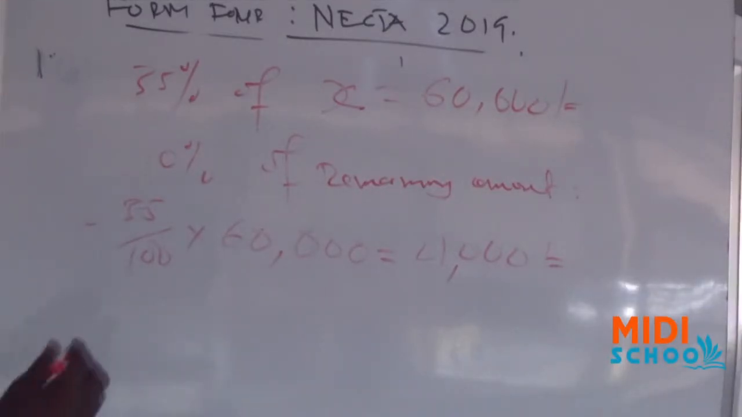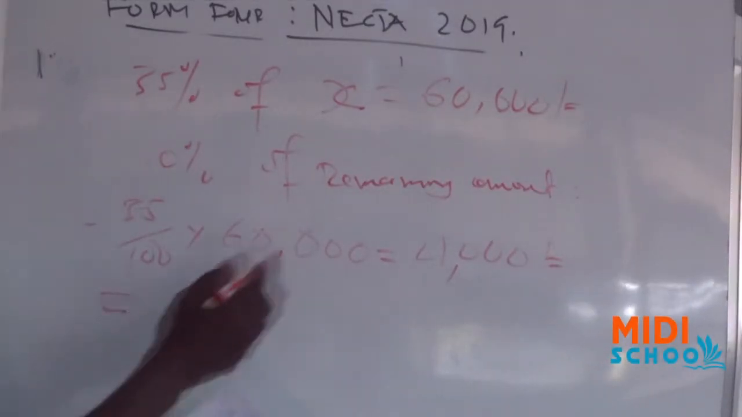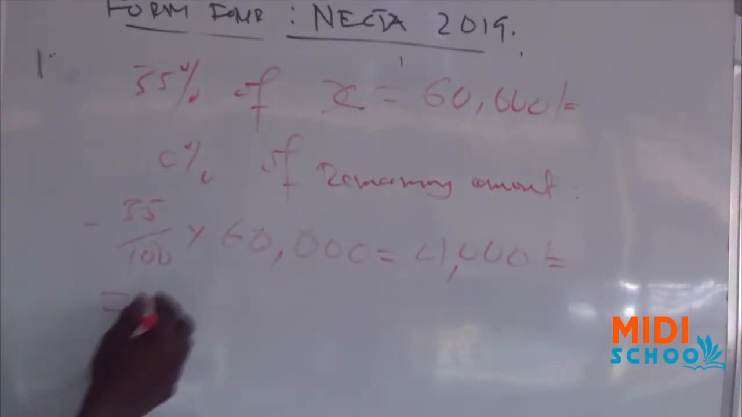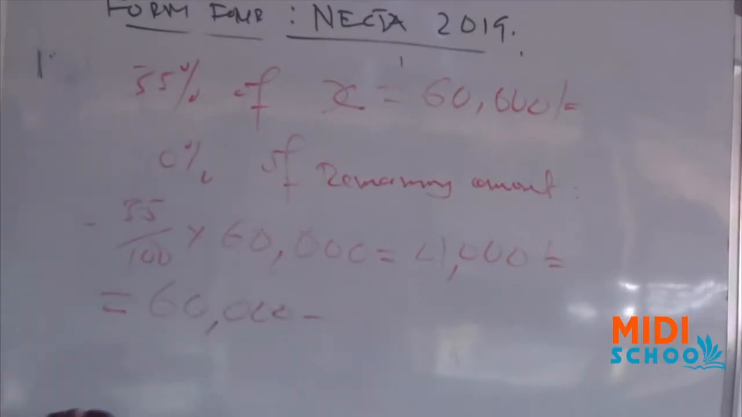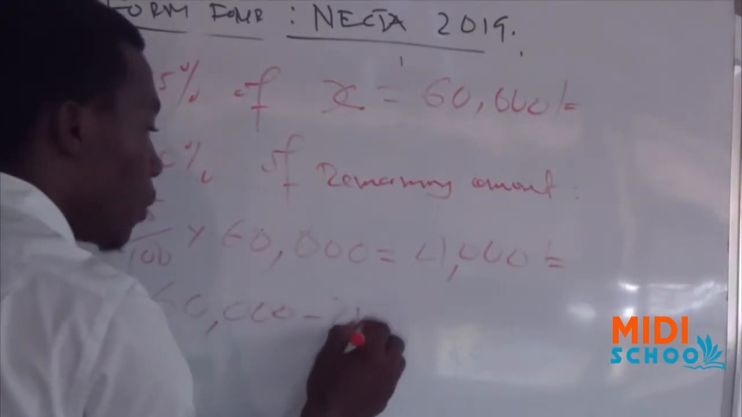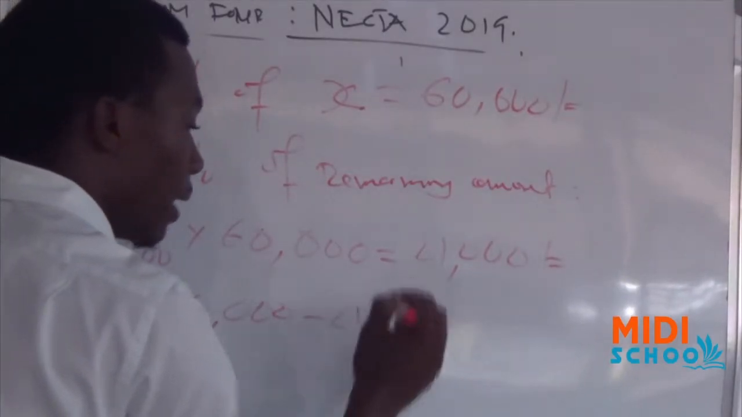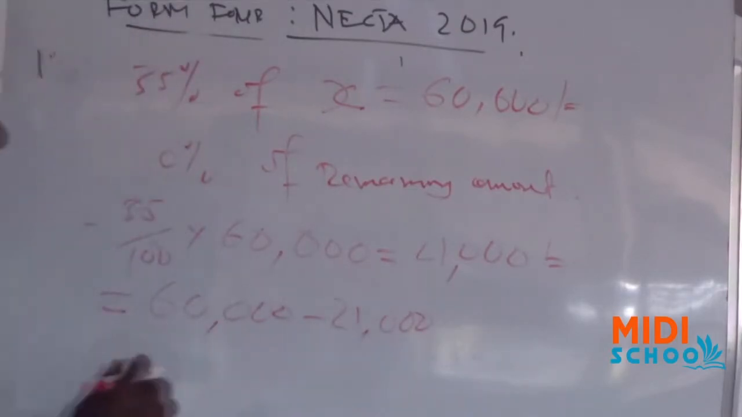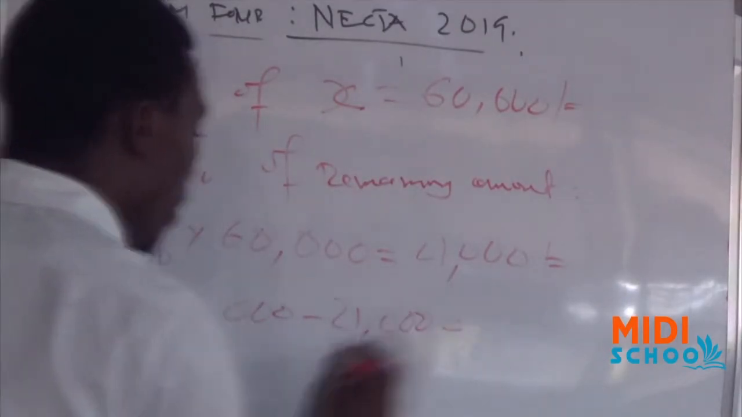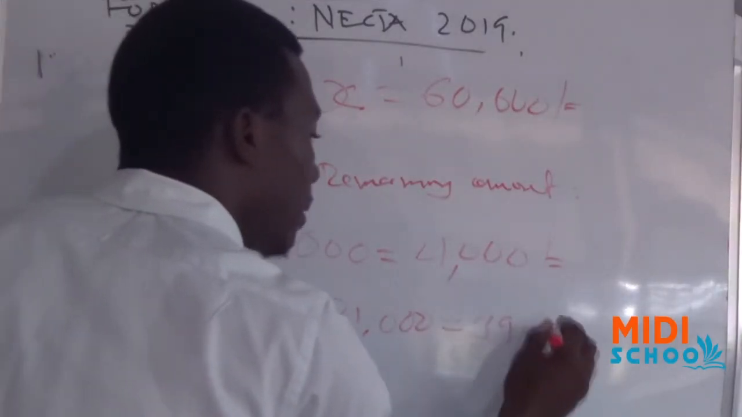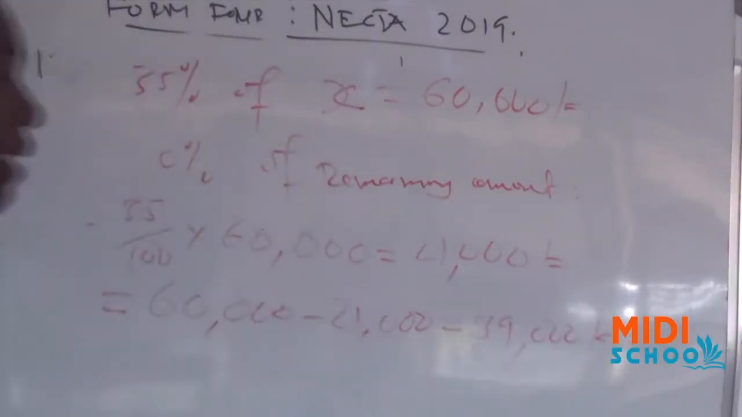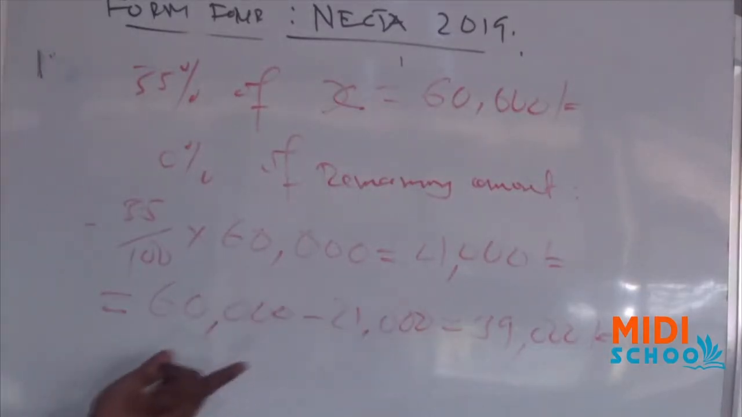So we are finding the amount of money remaining after buying shoes. Here we get 60,000, the amount she was given, minus 21,000 that she spent to buy shoes. So here we remain with 39,000. This was the amount she remained with after buying only shoes.